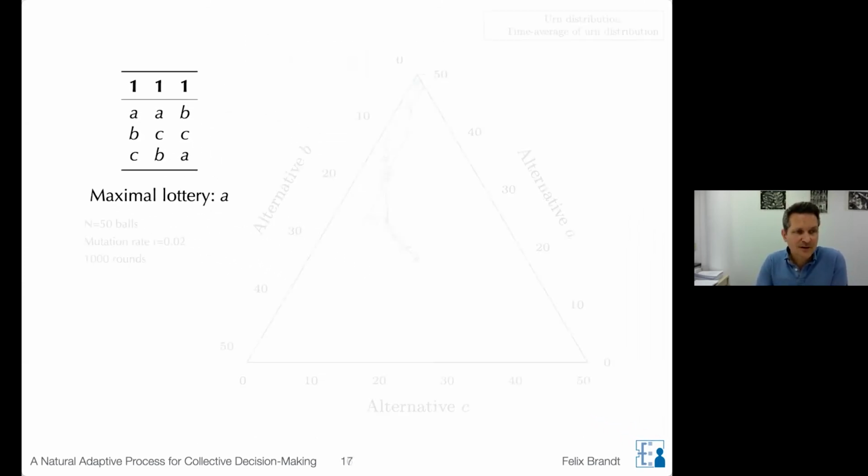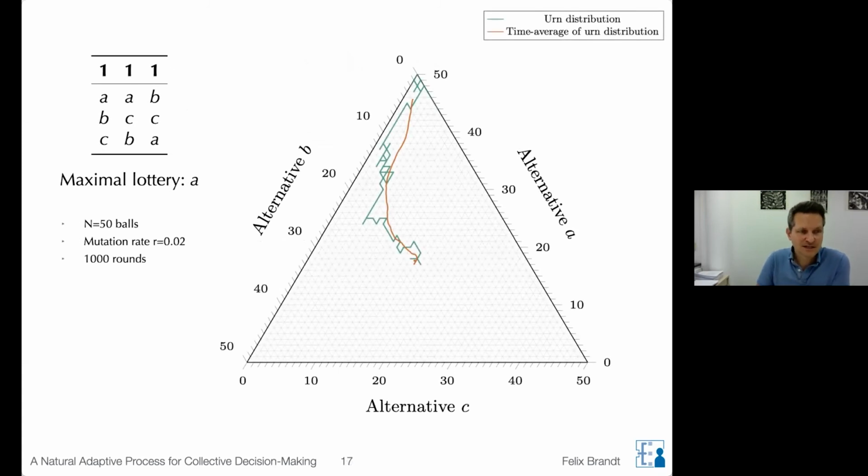Now if you run the urn process for this preference profile, you could get something like this. We have done this for 50 balls. This diagram, this simplex, shows you urn distributions. Every intersection of the grid lines corresponds to an actual urn distribution. If the urn only consists of balls labeled A, we are up here. If it only consists of balls labeled B, then we are here. And if it only consists of balls labeled C, then we would be here. We start this urn process in the example run with an almost uniform distribution in the urn, somewhere here. It's only almost uniform because 50 is not divisible by 3.